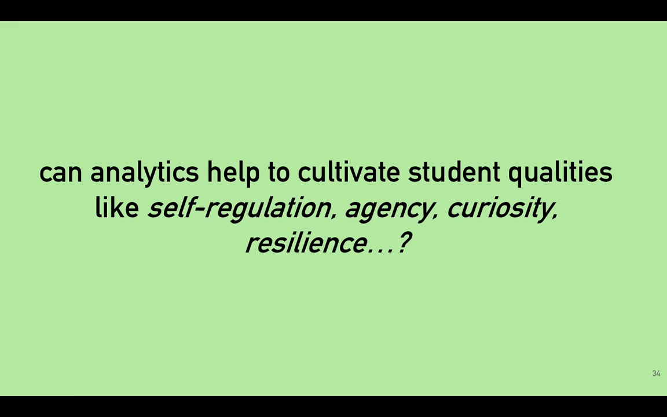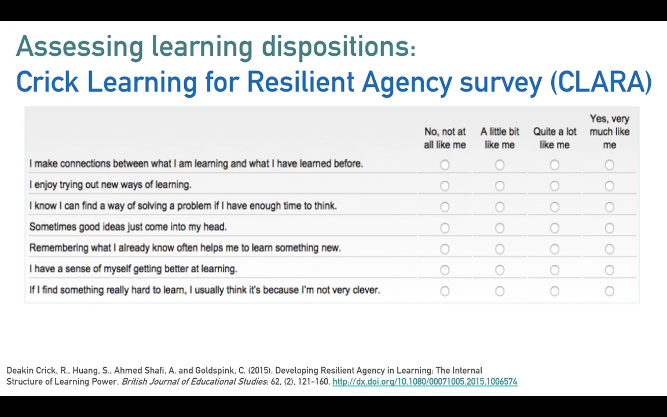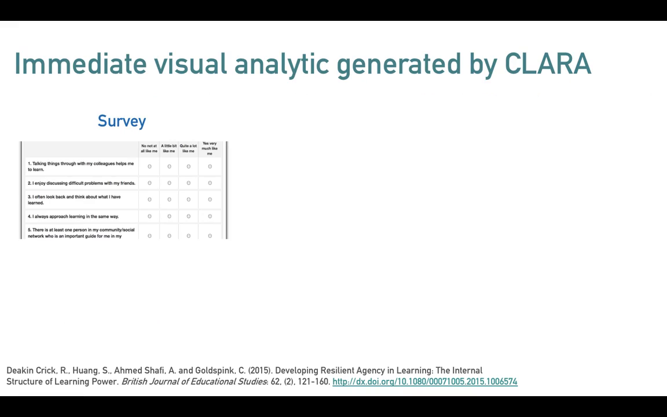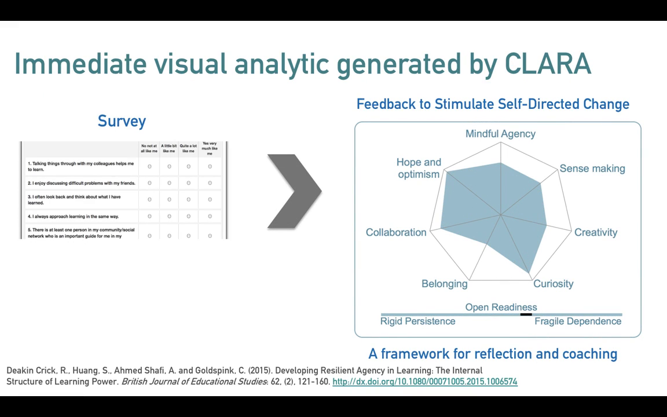We've heard a little bit about learning dispositions from Amy, and just to unpack one tool that we've been using here at UTS, developed by Ruth Deakin Crick, a 60-item survey tool that asks you essentially what your appetite is for risk and uncertainty and complexity. Okay, is it, you know, sometimes good ideas just come into my head. I have a sense of myself getting better at learning. If I find something really hard to learn, I usually think it's because I'm not very clever. There's a closed mindset question. Okay. Now, the difference here is that it immediately generates a visual analytic, which provides you with a language for starting to reflect on your learning. And then there's a whole set of resources and coaching methods around that.